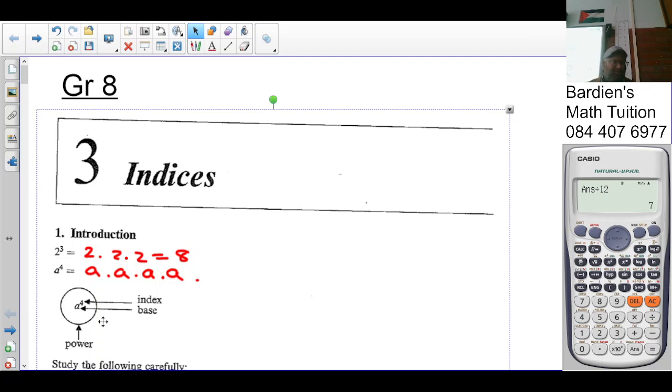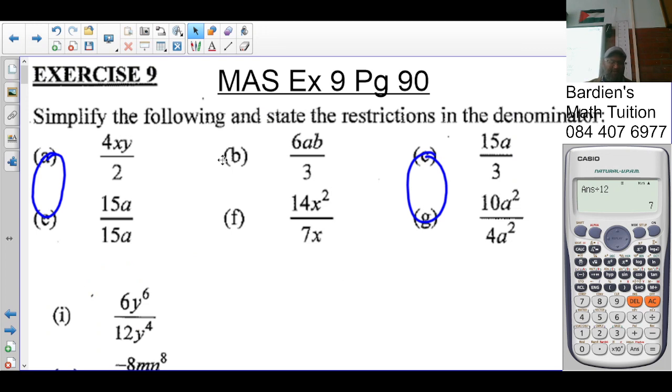So at this point we're looking at exponents. I gave you a couple of sums to do, in which you completed these 4 sums. Okay, so the first answer is 2xy. Who got 2xy? Nice. Alright. Let's look at E.